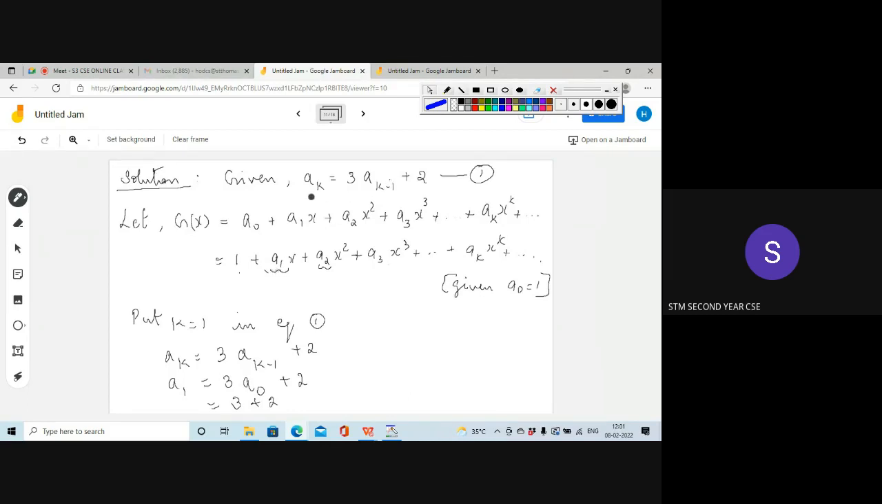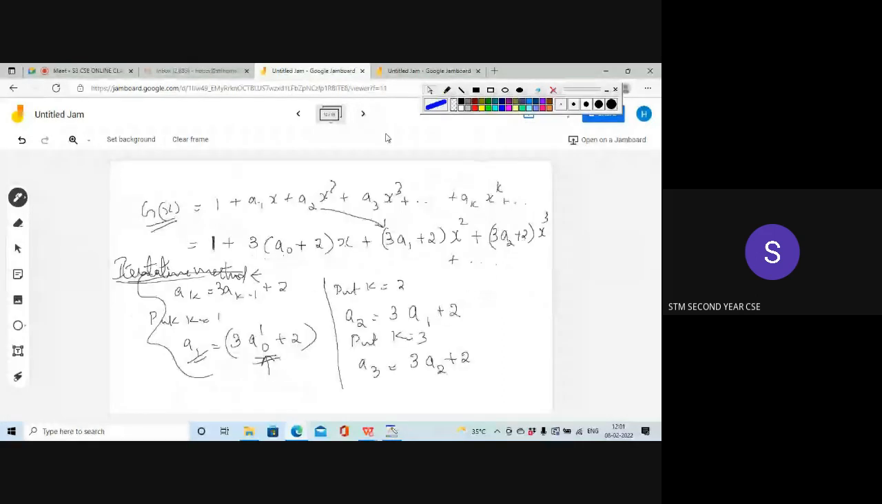So the given equation is this one. To find a1, you substitute k equal to 1. You will get 3a0 plus 2. Just substitute that term here. And also for the rest of the terms, you find out the values like that.